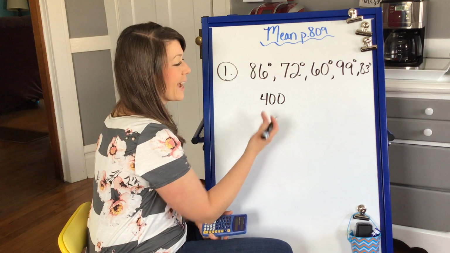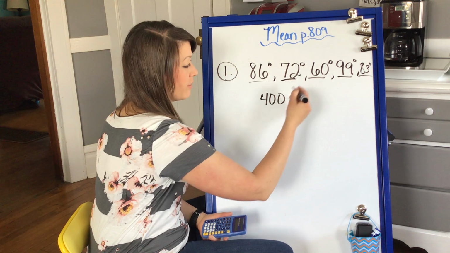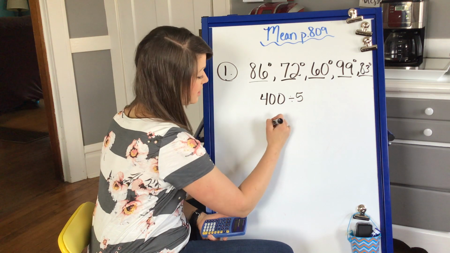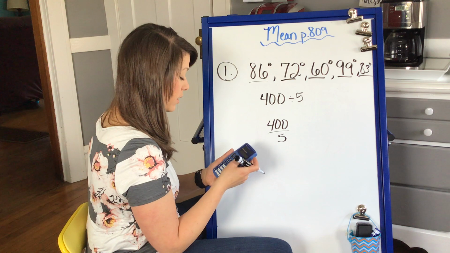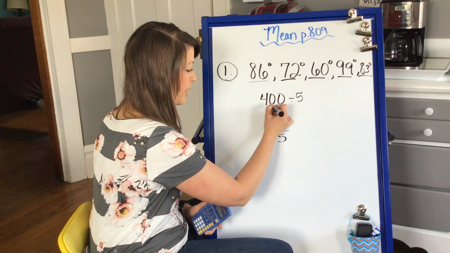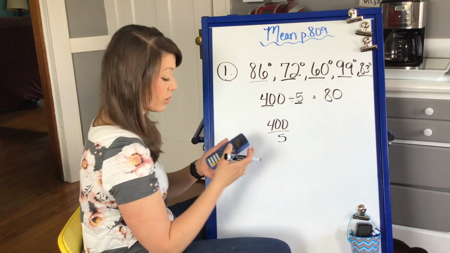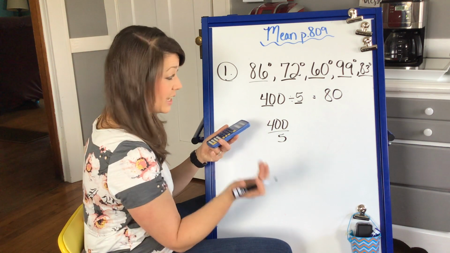Then what I'm going to do is I have 5 numbers. 1, 2, 3, 4, 5. So I have 5 numbers, so I'm going to divide by 5. You can either write it like this, or you can write 400 divided by 5. Okay? Now this one you should do more with mental math. 40 divided by 5 would give us 8. Add that extra 0. I'm going to check with my calculator. 400 divided by 5 would give us 80.